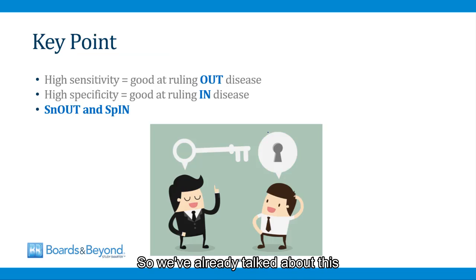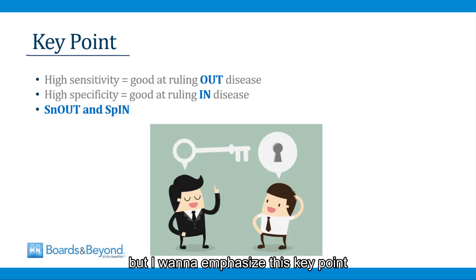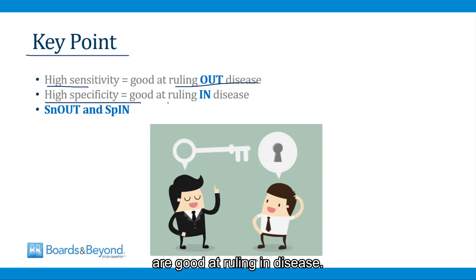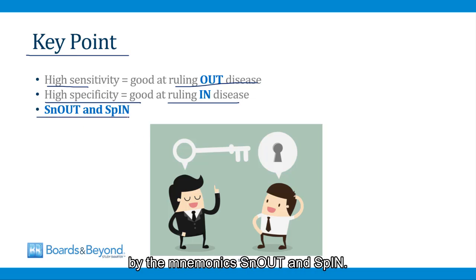So we've already talked about this, but I want to emphasize this key point because it's very important. Tests that have a high sensitivity are good at ruling out disease, and tests that have a high specificity are good at ruling in disease. And many people remember this by the mnemonics SNOUT and SPIN.